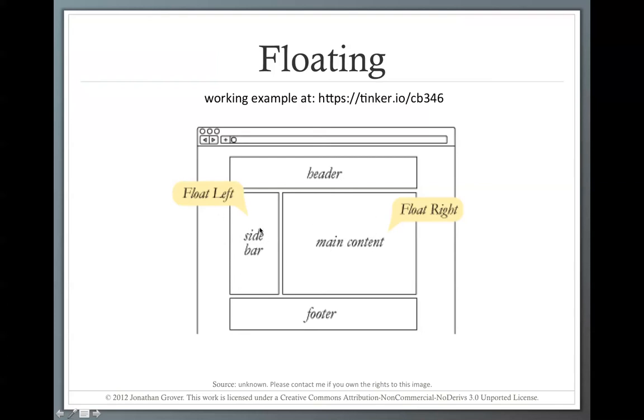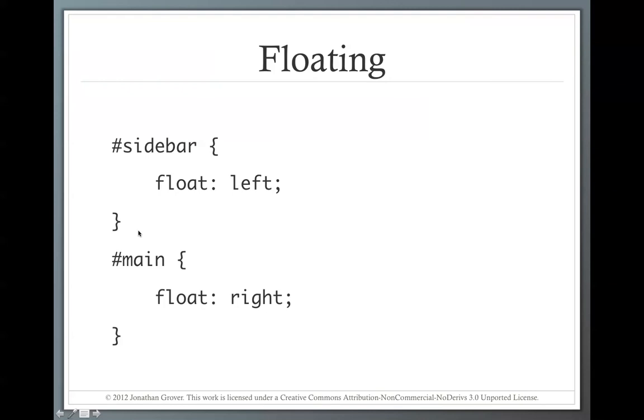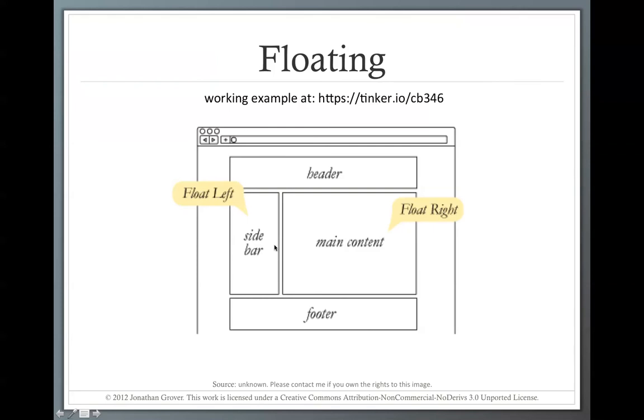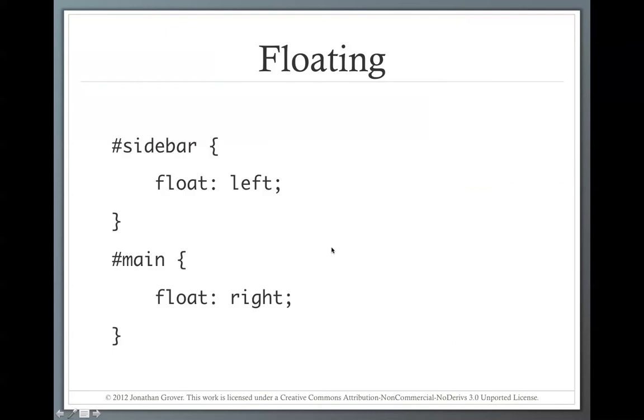So by using floating, we can tell one element to float to the left and this other element here to float to the right. And that's going to allow us to have block level elements that can appear side by side. So if we set the sidebar, say that this one here is a div that has an ID of sidebar, and maybe this is a div that has an ID of main, we can then set #sidebar to float: left, and we can set main to float: right. So the float property allows us to specify either left or right.